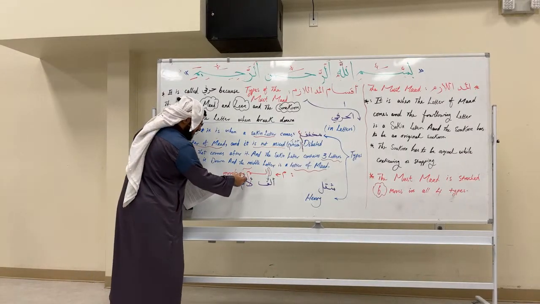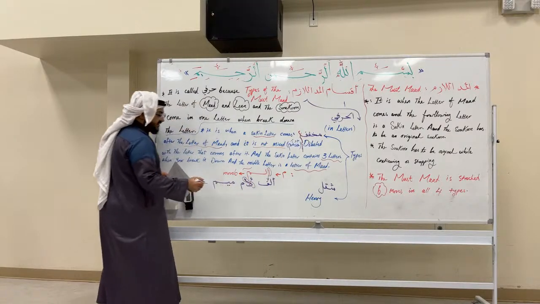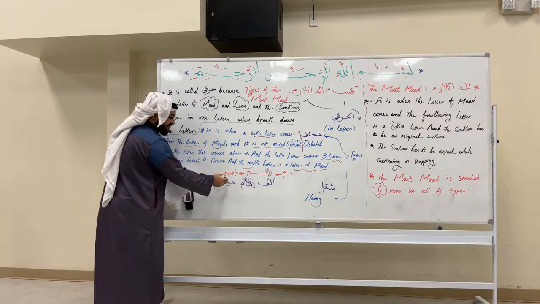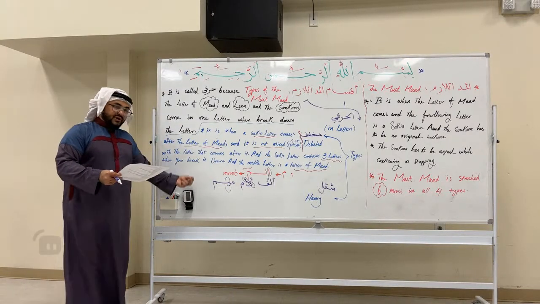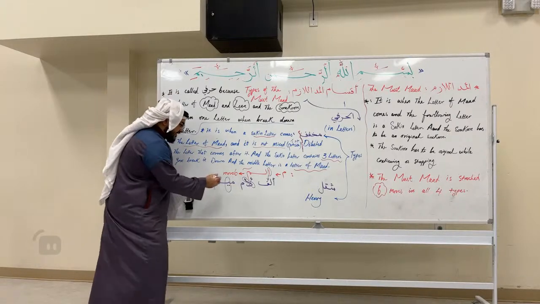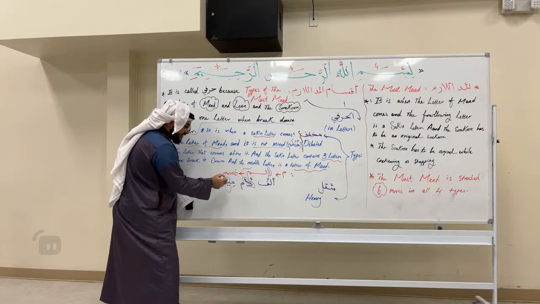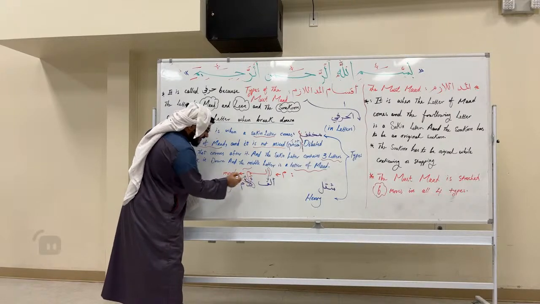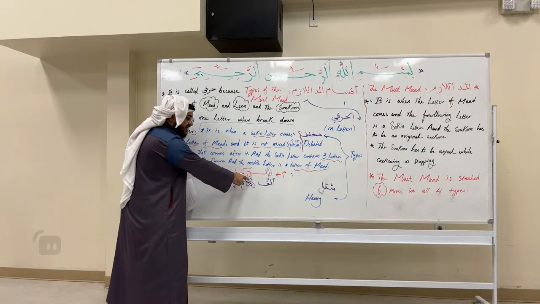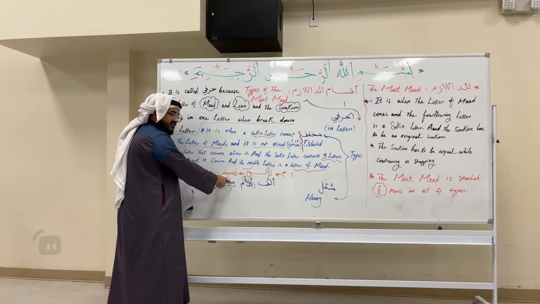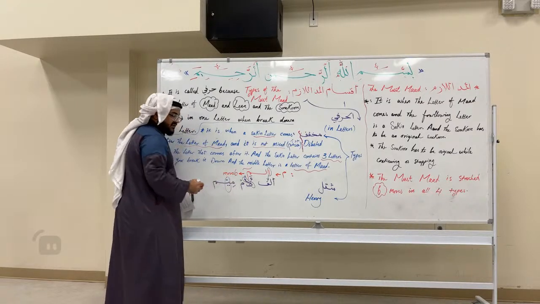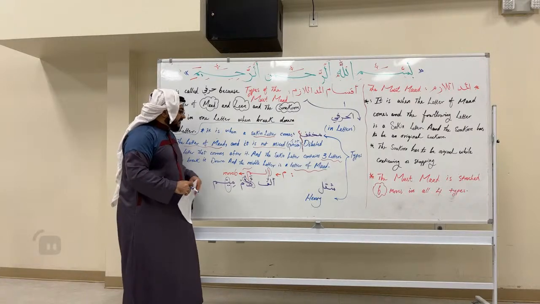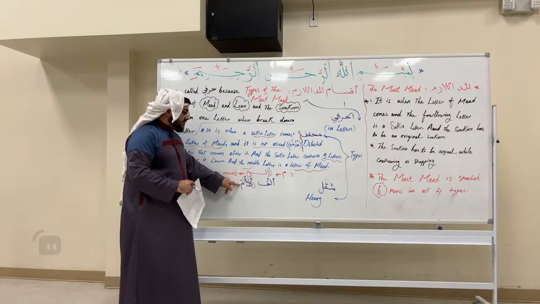Alif, lam, meem. And then you break down the meem. The ya. You break them down, and here: alif sakin and the letter before it has fatha. Ya sakin, the letter before it has kasra. And this one is sakin. Alif, lam, meem.